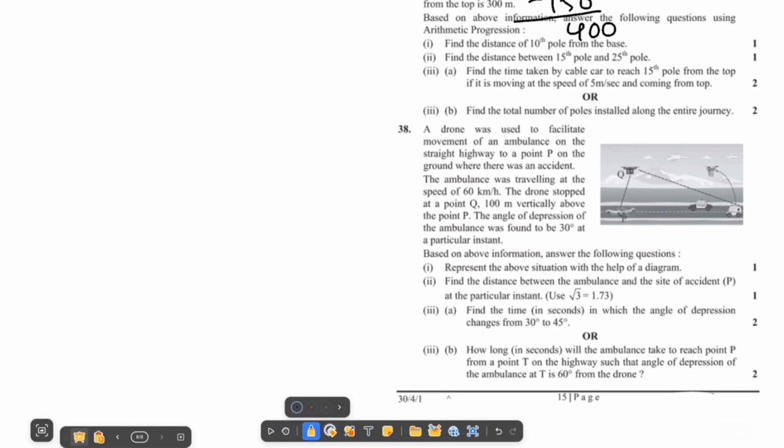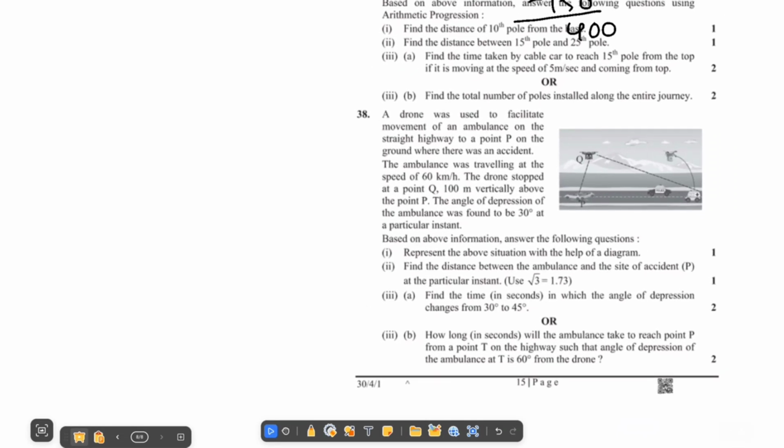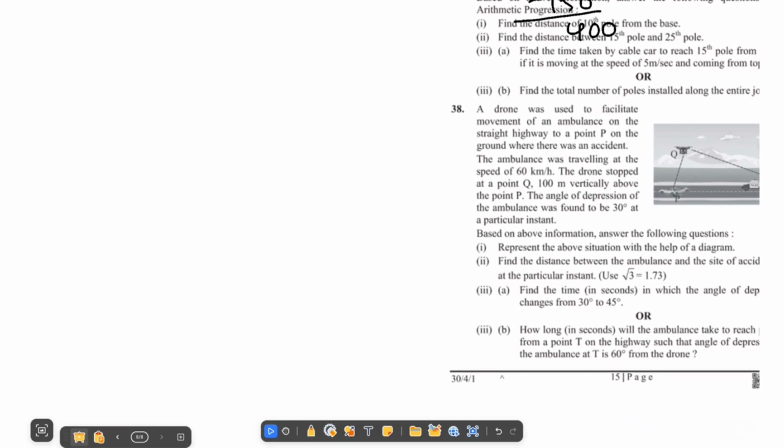Yes. The next question is, how long in seconds will the ambulance take to reach the point B from a point T on highway such that angle of depression for the ambulance at T is 60 degrees from the drone? So if the angle of depression from the drone is 60 degrees at point T, then from point T to the P point, how much time will it take? The same. So first of all, what is the distance? That's what we have to find.